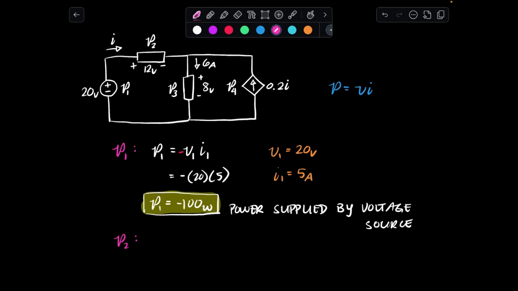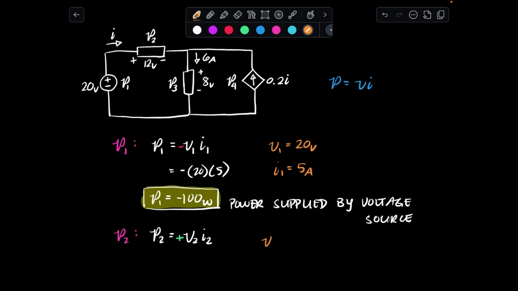Now for P sub 2, we have that P sub 2 is equivalent to V sub 2 times I sub 2. And for P sub 2, the current is entering the positive terminal of the element. Therefore, we have a positive value here. And for V sub 2, we have the given value of voltage, which is 12 volts. And for I sub 2, which is equal to I, that's the current going through it. That's equivalent to 5 amps.